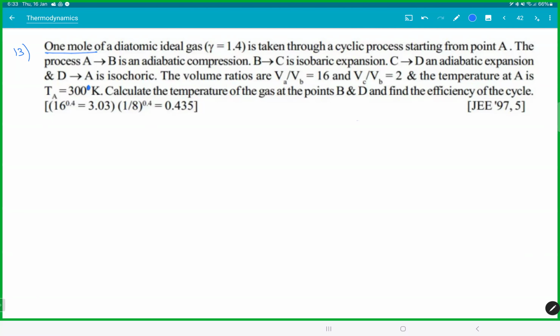Did you guys get the graph? See how it looks. So 1 mole of an atomic gas, cyclic process, from AB is an adiabatic compression. So you have to go in the reverse. And then BC is isobaric expansion. And then CD is adiabatic expansion. And DA is isochoric. So D will end somewhere here. This is how it looks.